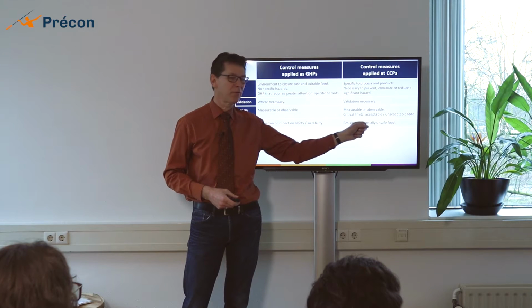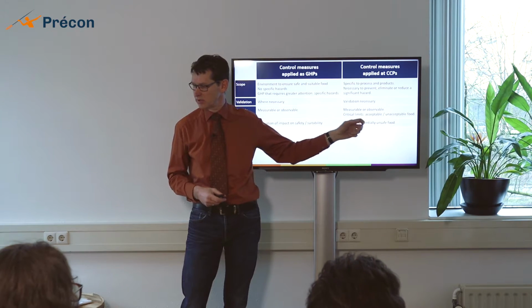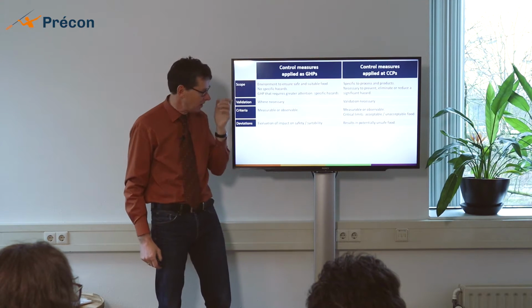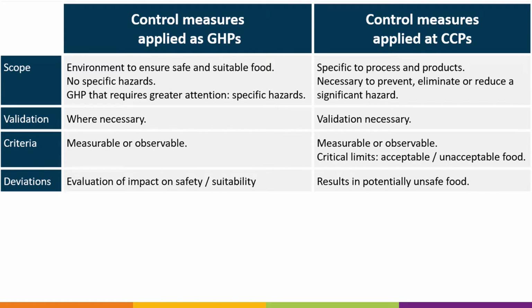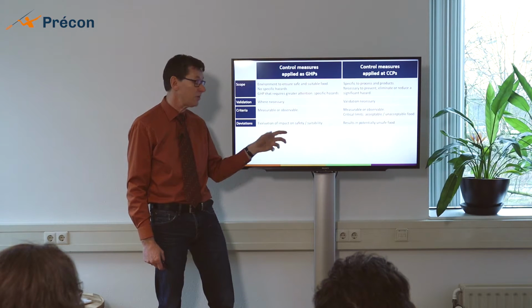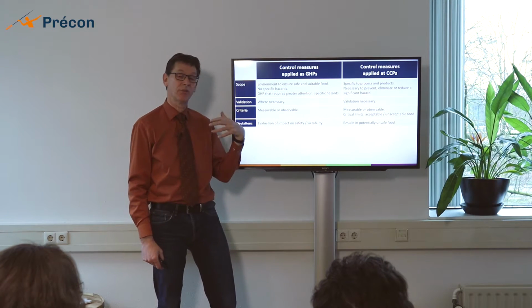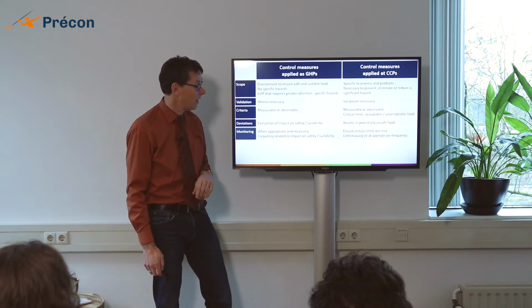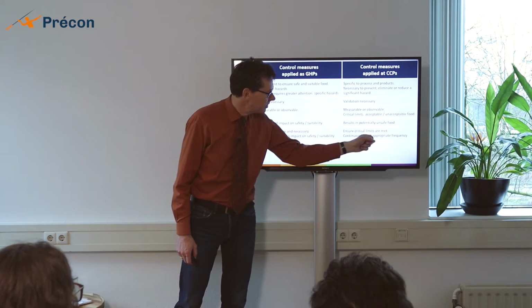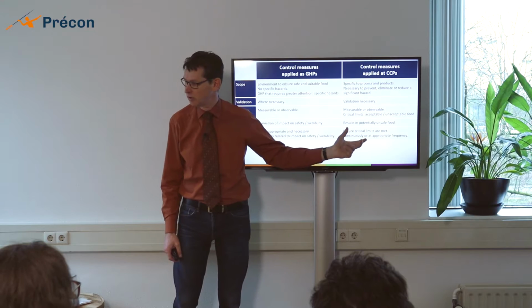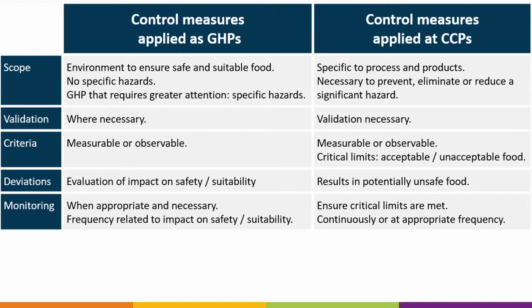With CCPs, whenever we have a deviation, we'll have unsafe food. That's the concept of a CCP. With GHPs, a deviation will not necessarily lead to unsafe food. You will have to have an evaluation. Whenever there's a deviation, you will evaluate the impact on safety or suitability of that food product. So it's a bit of a case-by-case approach. The monitoring for CCPs shall ensure that critical limits are met. And this monitoring should therefore be continuous or at least at an appropriate frequency.